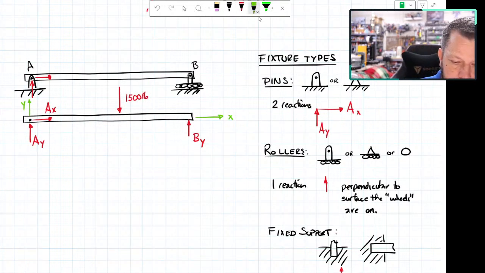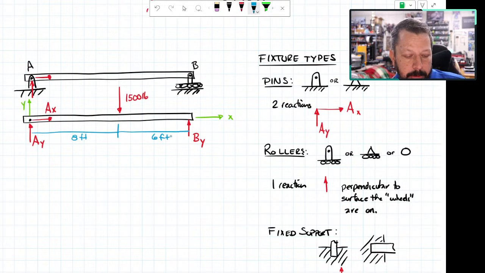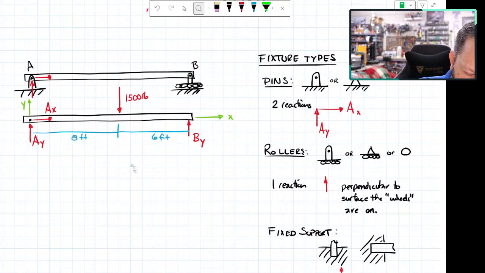And we've got some dimensions. Let's say that this dimension is, let's just count, 1, 2, 3, 4, 5, 6, 7, 8 feet. 1, 2, 3, 4, 5. This is 6 feet. All right, and then what we want to know is what are the values for these reactions from the pin and roller. So we've got our free body diagram. I'm going to move it down a little bit because it's getting a little cluttered with the one above it.